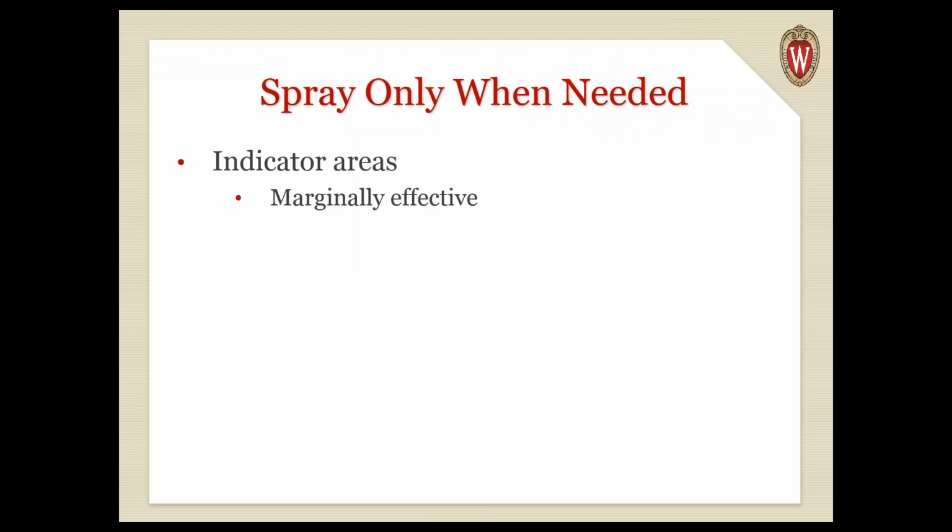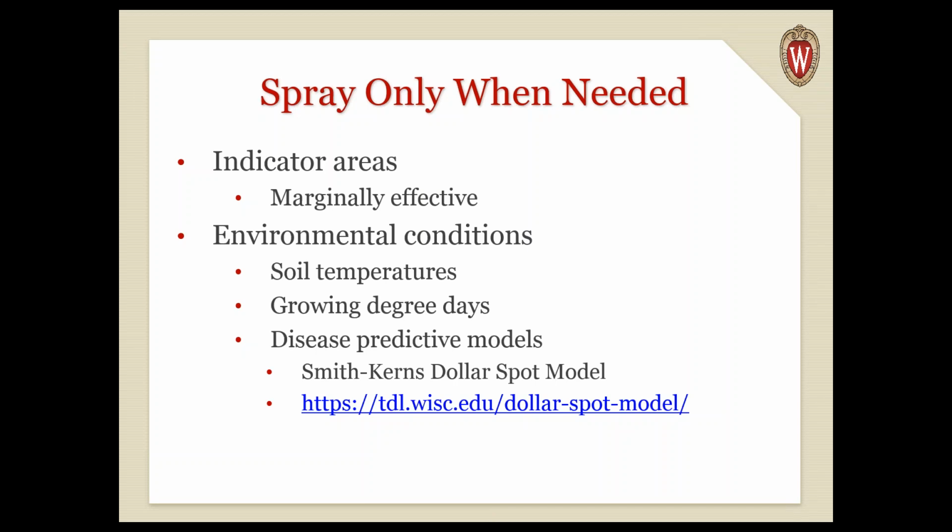So what are some resources you can use to spray only when you need to? Indicator areas you can use. Those are marginally effective in my mind. They tell you when it's effective to spray at that area. It doesn't do you a real good job of telling where else in the golf course to spray. Environmental conditions, these can be soil temperatures, growing degree days.